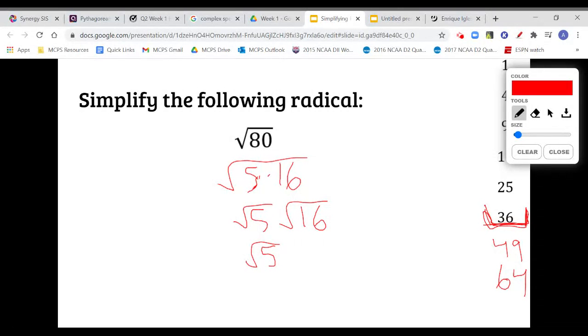But I pulled out this square root of 16. That is equal to 4. So I have square root of 5 times 4. Now, this is not really standard form. Anytime I write out a radical that's multiplied by something, I write that number out first. So I'm just going to change that order there. Those two are equivalent, but this is the way that we actually write it. So the square root of 80 simplifies to 4 square root of 5.